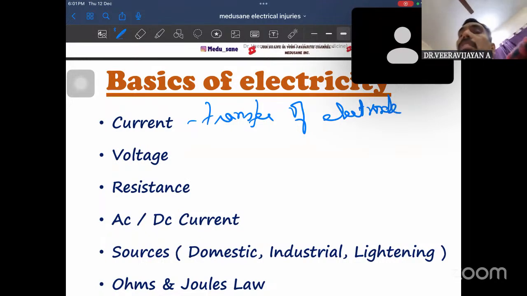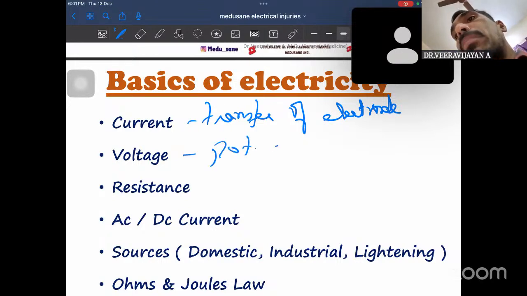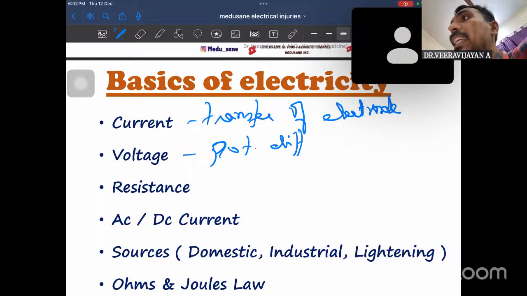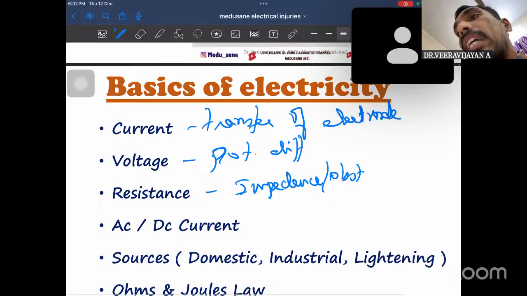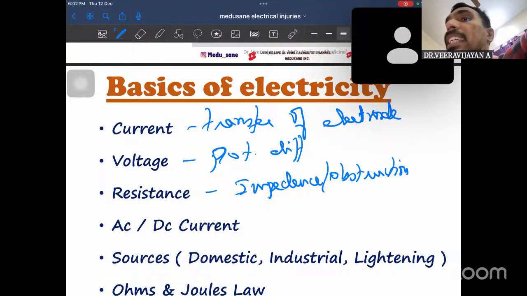What is voltage? Voltage is the potential difference between the two electrodes so that the electrons move from one end to another end. Then resistance is the impedance or obstruction that is caused to the flow of electricity. This resistance decides the flow.